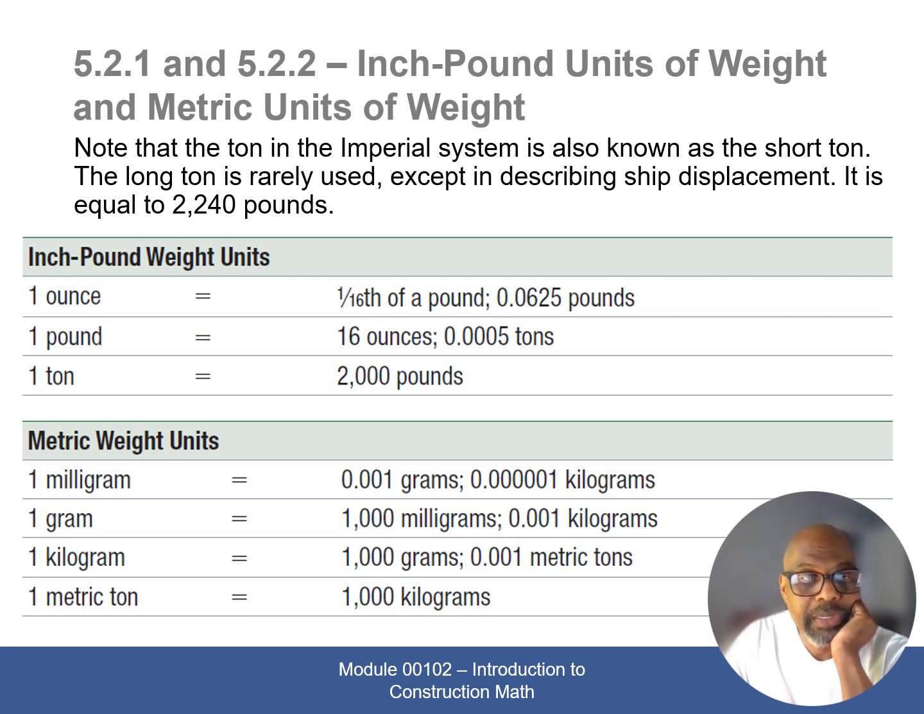And we look at the metric system. In the metric system, we use grams. And until you get to a very large size, we call it metric tons. And 1 metric ton is equivalent to 1,000 kilograms.